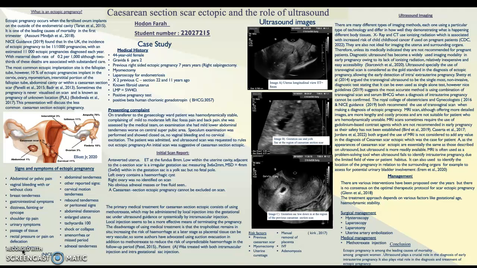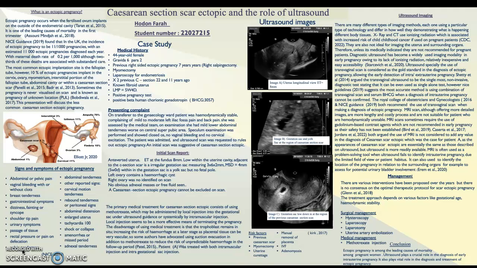Initial scan showed anteverted uterus, endometrial thickness of 8 mm. Low within the uterine cavity, adjacent to the C-section scar, is the irregular gestation sac measuring 3 by 6 by 2 mm, mean sac diameter 4 mm, making it 5 weeks and 0 days. Within the gestation sac is a yolk sac but no fetal pole.